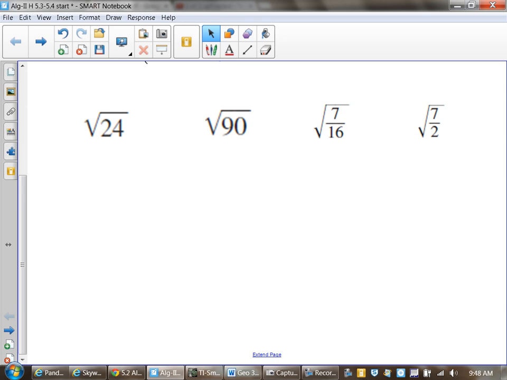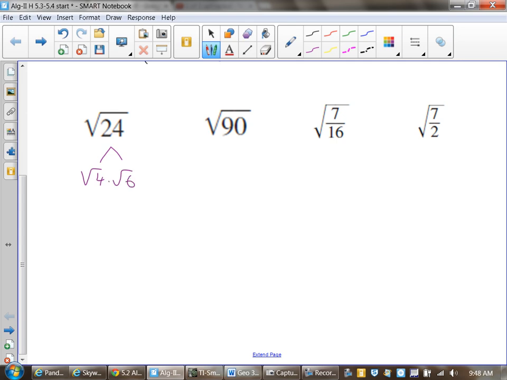So what I'm doing here is breaking this apart into the square root of 4 times the square root of 6. What's the square root of 4? 2. So my answer is 2 root 6. When I work with the square root of 90, I'm also looking for the largest perfect square. Once again, this one works out rather cleanly. It's 9 and 10.